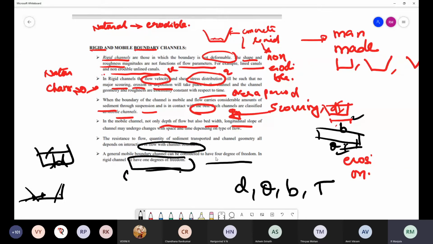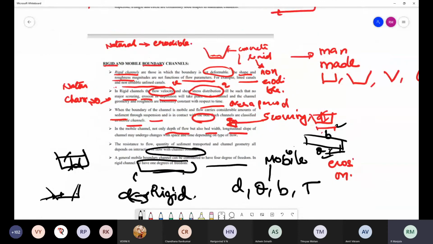Suppose I am taking T. So all these parameters are varying parameters. That is why there are generally 4 degrees of freedom for a mobile channel, whereas there is 1 degree of freedom for a rigid channel, because width also is restricted and only depth alone you can change. This is the one major difference between the mobile and the rigid boundary channels.